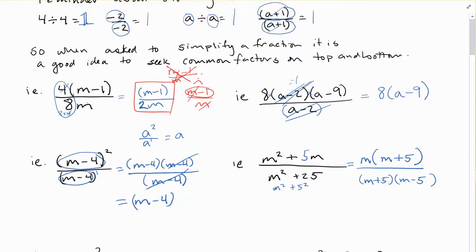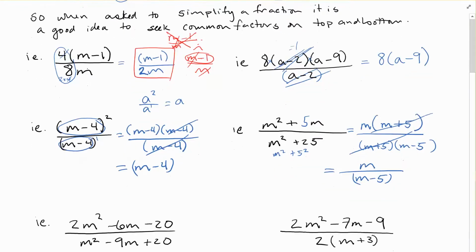So, what do I see here? M plus 5 on top, m plus 5 on bottom. Cancel them out. And write down what's left. Make sure you actually write that out. Don't just leave your answer with things crossed out on it. So I've got m over m minus 5 as my final answer.